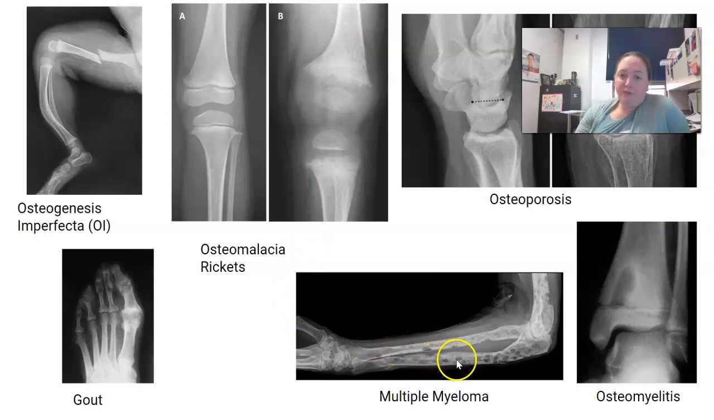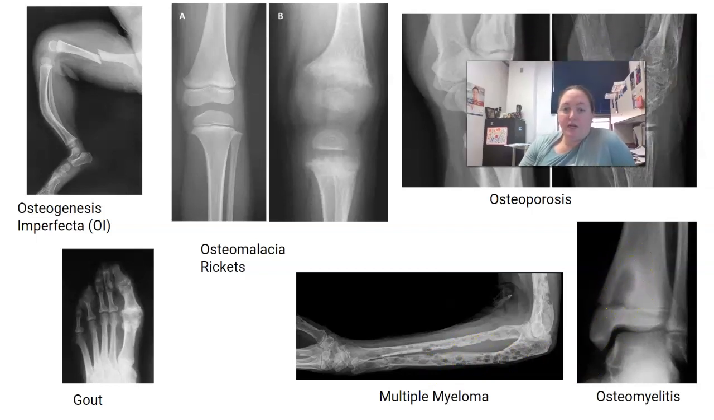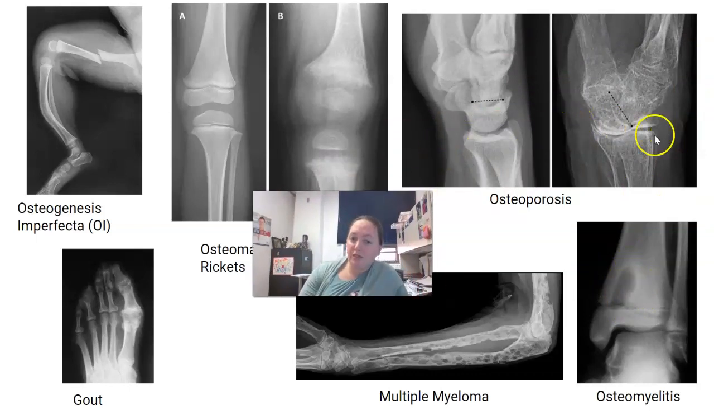Multiple myeloma, in this picture here, you can see the punched out appearance. It looks like almost a hole punch. Osteomyelitis, there's an infection involved, and you can see this round area here is darker than the rest of the anatomy. And then these two wrist images here were just an example of osteoporosis.